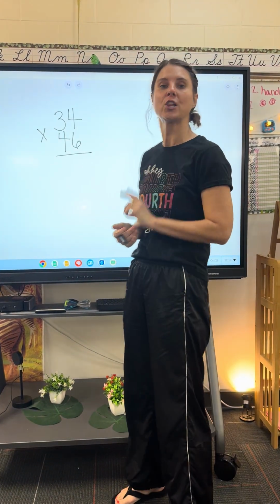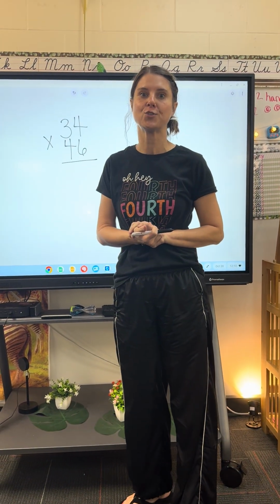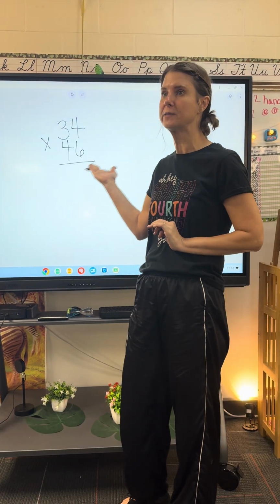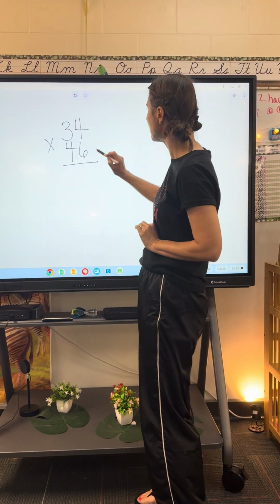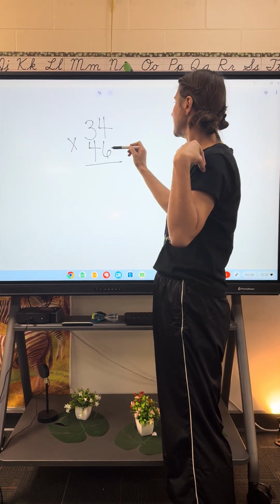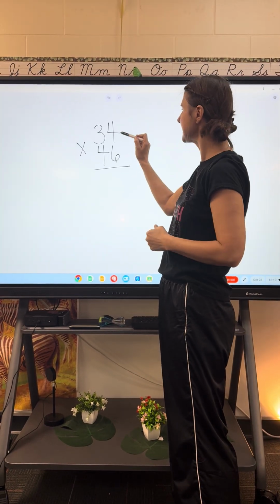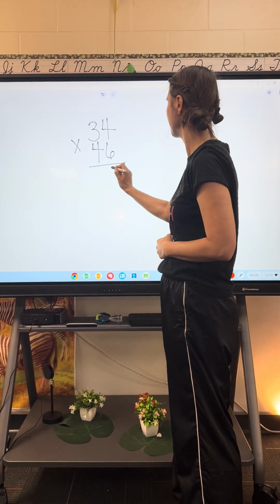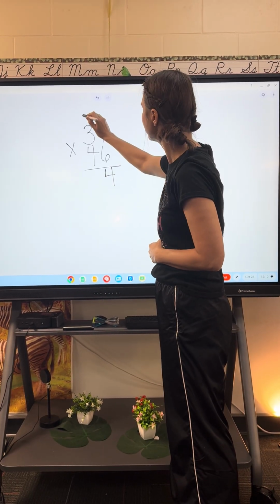All right, so today we're going to learn two different ways of how to solve a multiplication problem, 2-digit times 2-digit. First off is the algorithm way. That's the step-by-step way. So first, we're going to go up and down. 6 times 4 is 24. So you're going to put the 4 here, and you're going to carry the 2.